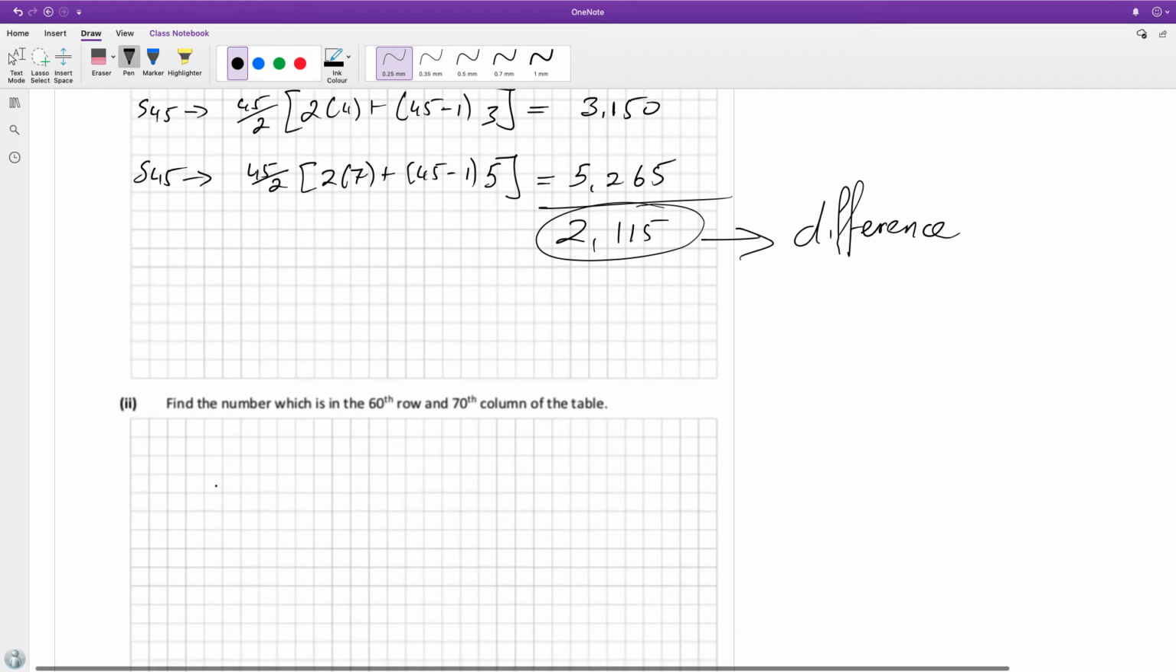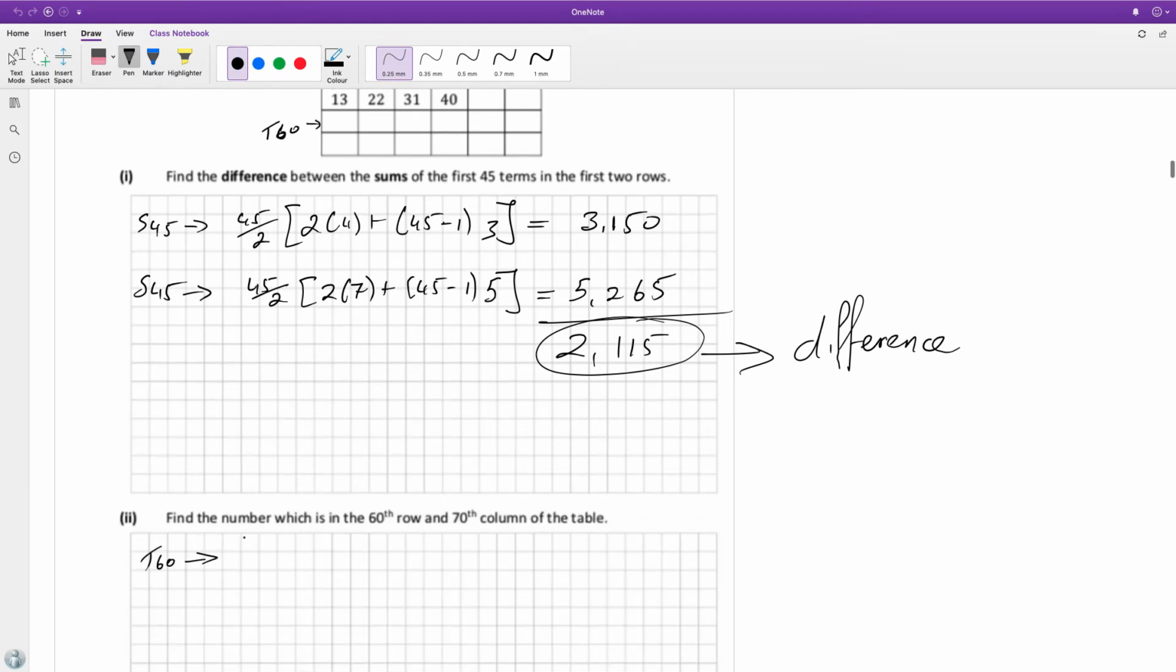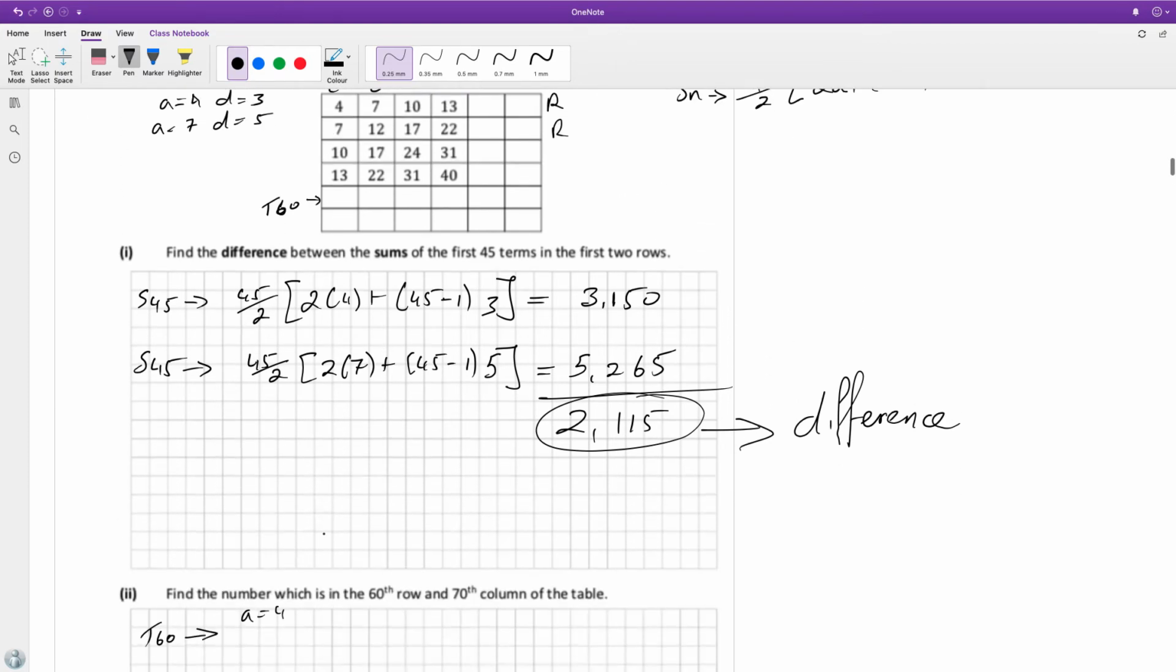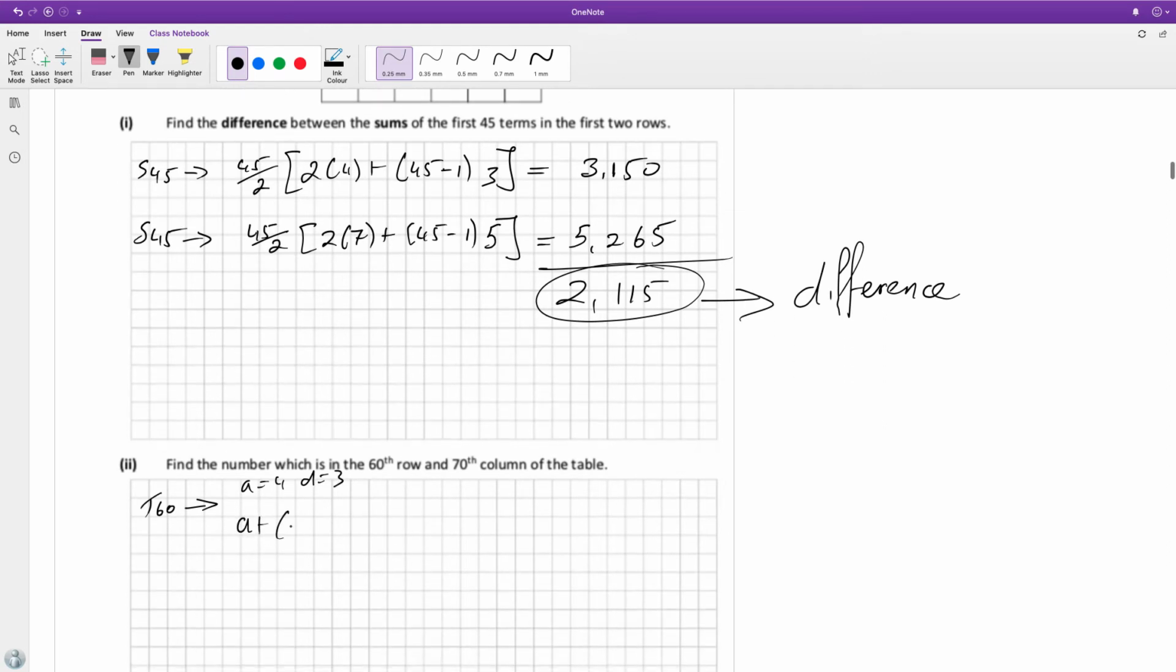Right, find the number which is in the 60th row and the 70th column. So, get T60 in the first one. First column, so 4, 7, 10, 13. A is equal to 4 and the D is 3. So that's A plus n minus 1 times D, which is 4 plus 60 minus 1 times 3. Do we get a final answer now?